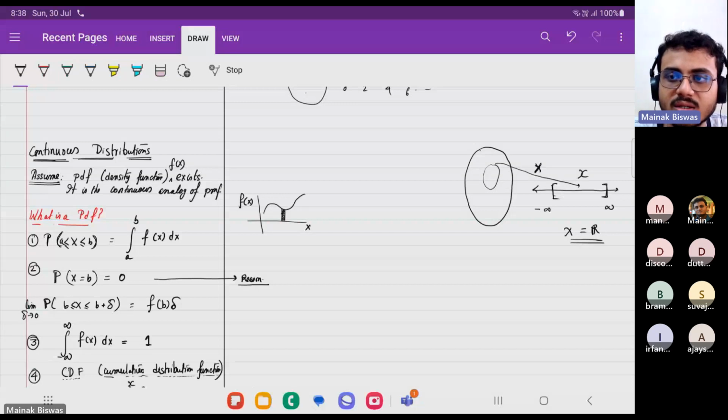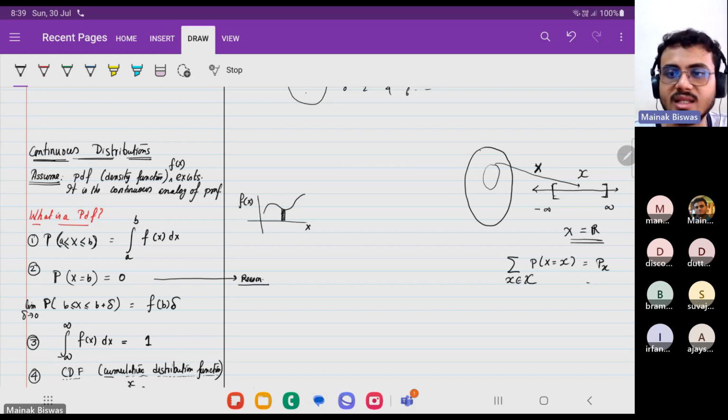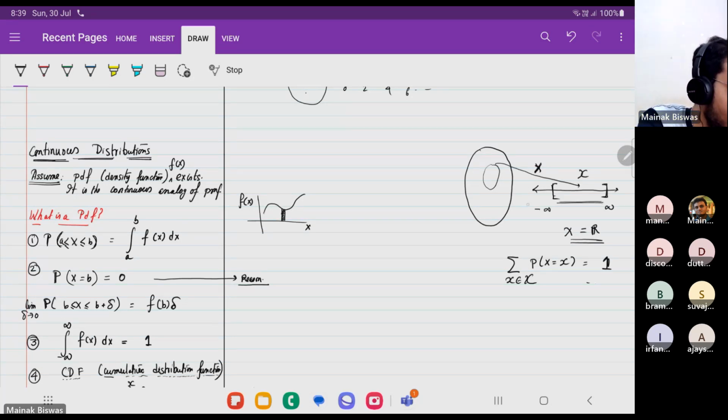Like, all this while we were using sum of p of x is equal to some px and so on. And we had summed over all x in the range set and said that it is equal to 1. But if this entire set now becomes minus infinity to infinity, what problems will we face?